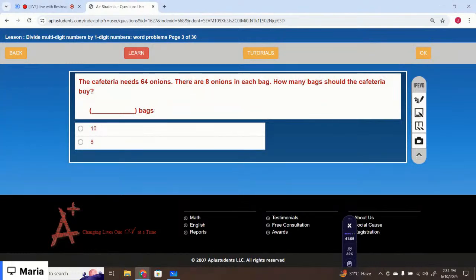The cafeteria needs 64 onions. There are 8 onions in each bag. How many bags should the cafeteria buy? So which is the correct option? That is 8 times 8 is 64. The correct option is 8.